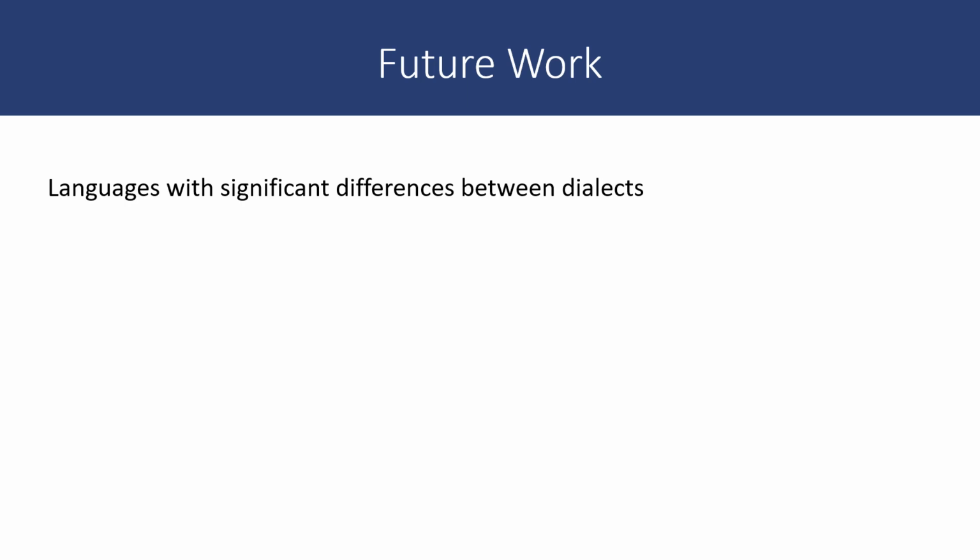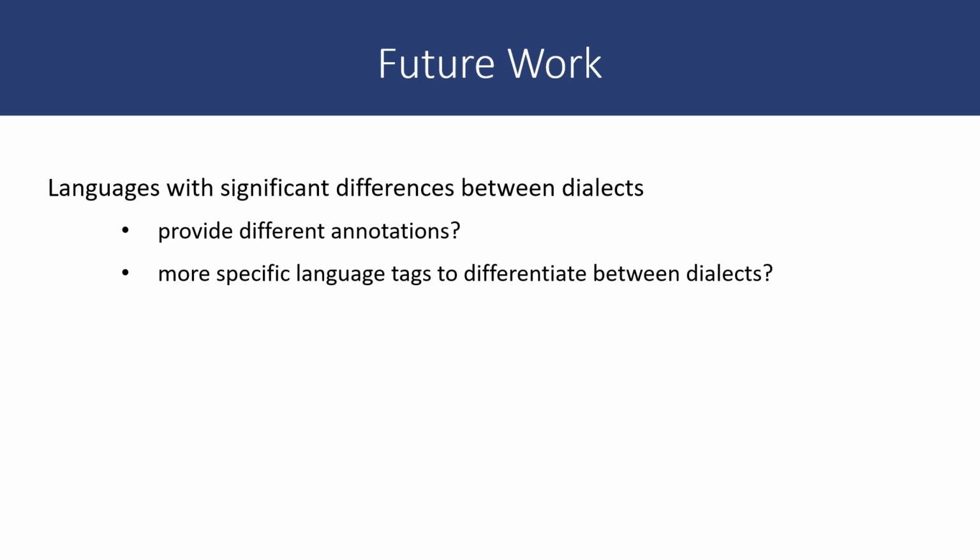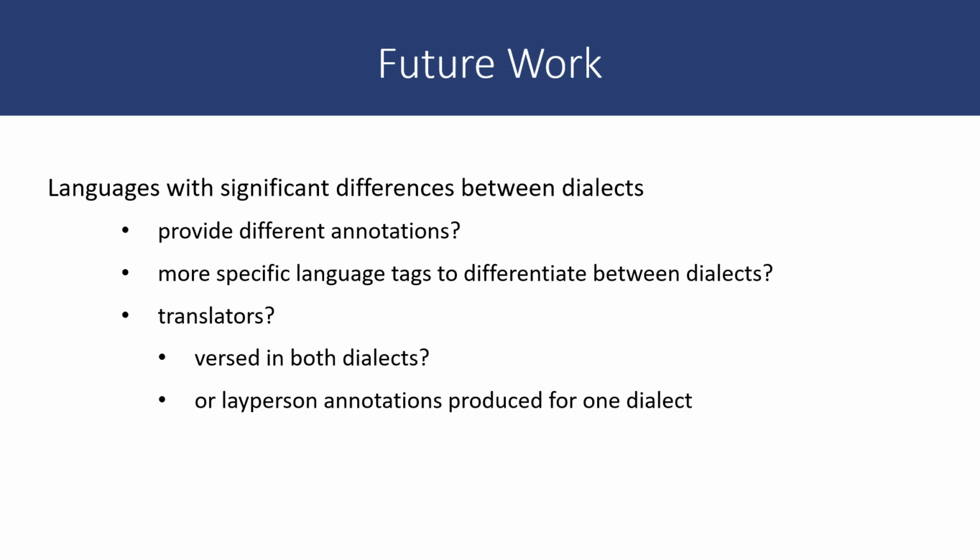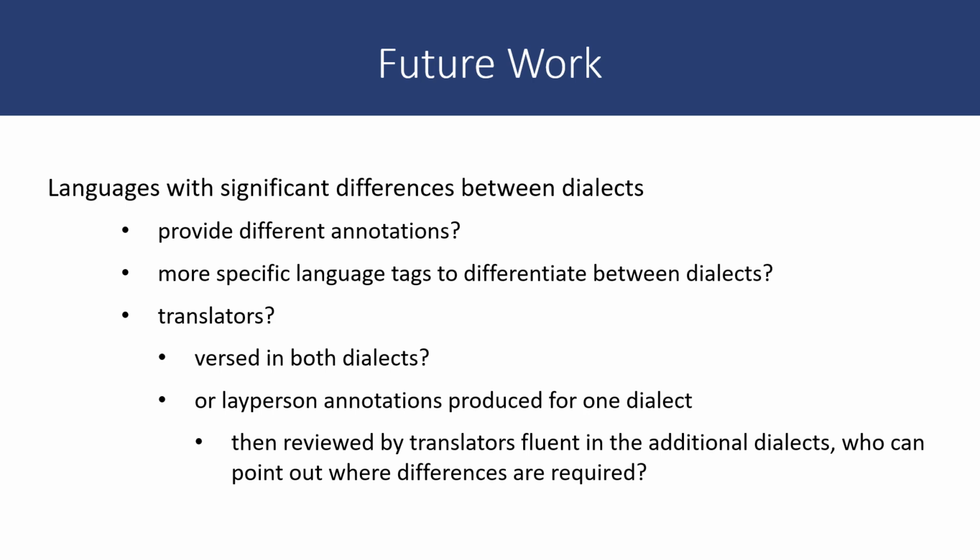We will need to consider what to do about producing layperson versions for relevant languages that have significant differences between dialects. Would we provide different versions using more specific language tags to differentiate between dialects? How would the actual translations be done? Would translators need to be versed in both dialects with us providing annotations in each? Or would we provide layperson annotations for one dialect and then have other translators fluent in the additional dialects review the work of the first and point out where differences are required? There are many aspects to consider.